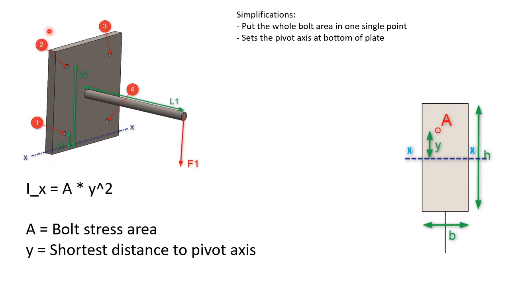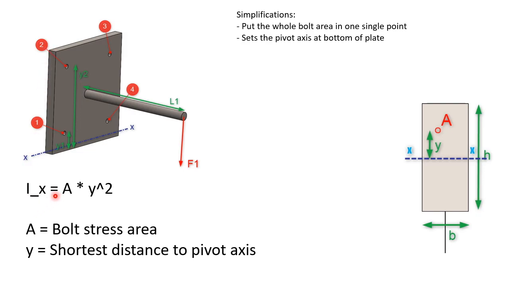So again, we have this flange. It is pulled with a force here. We know the L1 out to the force, and that makes us able to calculate the moment. We will set the pivot axis at the corner down there, which the blue line is marking here. I call it XX, and I will now calculate the second moment of area for the cross section that is just behind the flange.